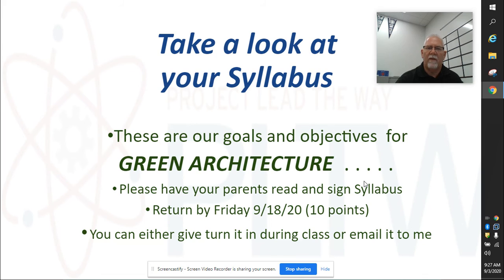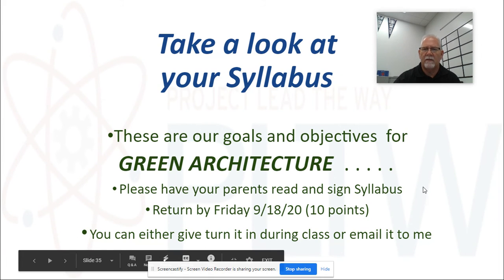You can download that in Schoology. These are our goals and objectives for green architecture. I would ask you to have this signed and brought back to me. If you're an in-person learner, have it to me by the 18th, which is the second Friday of school. It's worth 10 points. You can either give it to me or turn it in during class, or you can email it to me. Either way is acceptable.